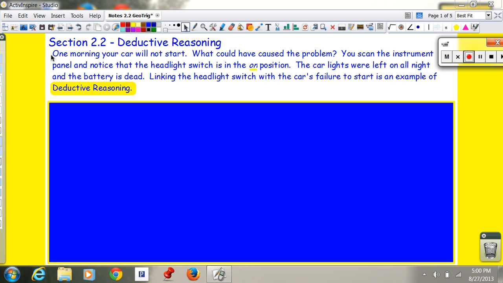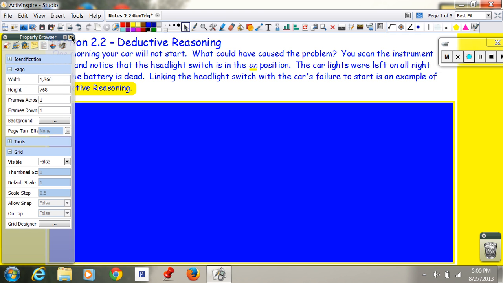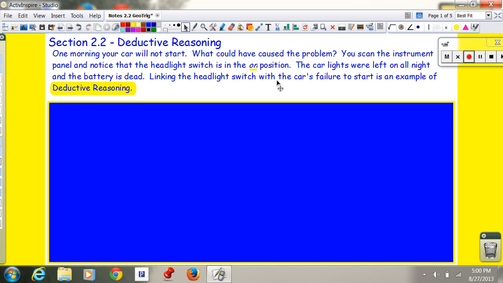It's kind of based on that car example that we used on the first notes, where if you assumed that your car has started every day since you bought it, you're going to assume that it's going to start again tomorrow. That's inductive reasoning. Now, what happens if one morning your car does not start? Your job is to look for a reason as to why it didn't start. What could have caused the problem? You scan the instrument panel and you notice that the headlight switch is in the on position. The car's lights were left on all night and the battery is dead. Linking the headlight switch with the car's failure to start is an example of deductive reasoning.